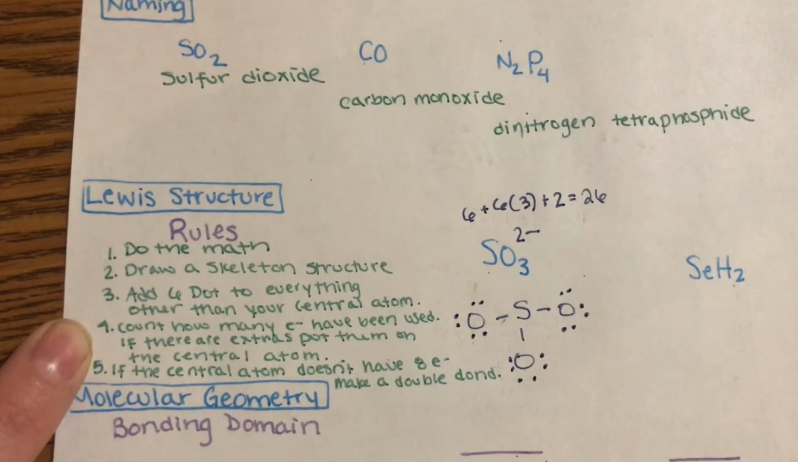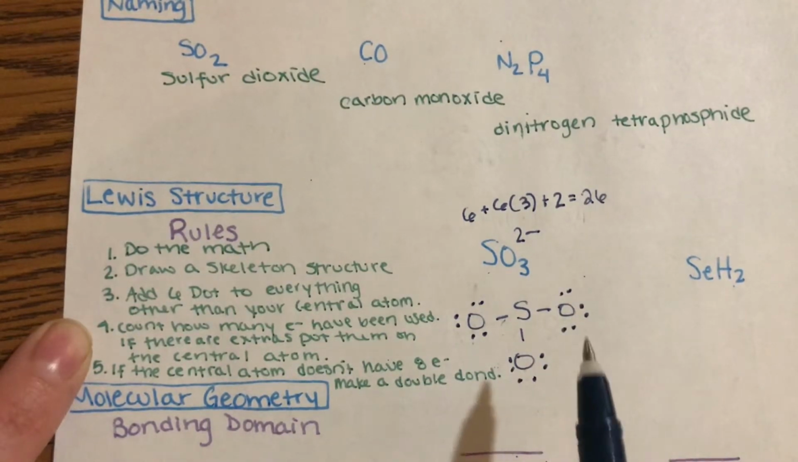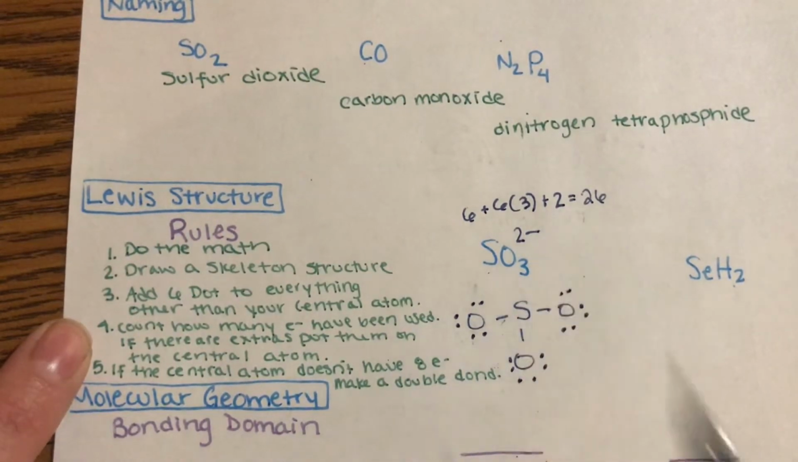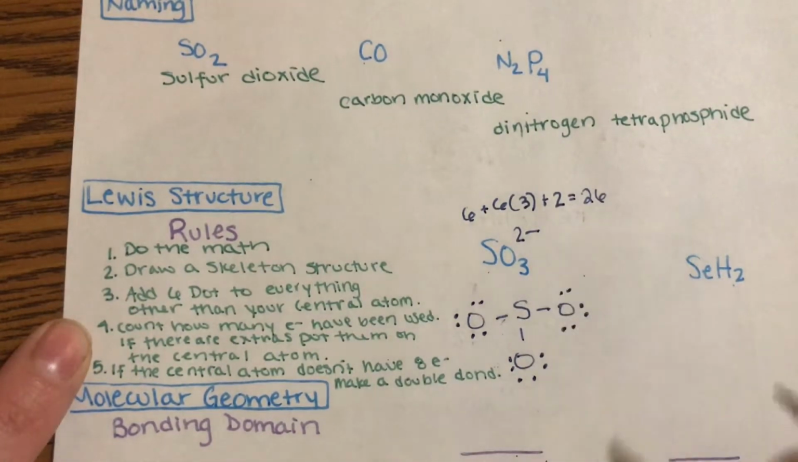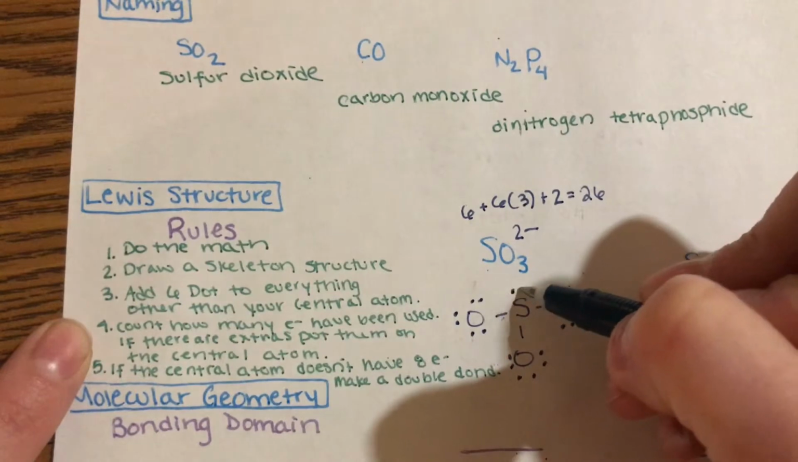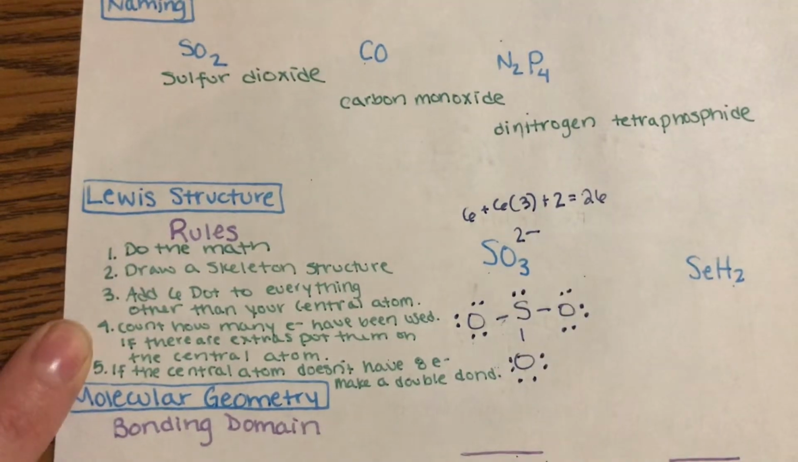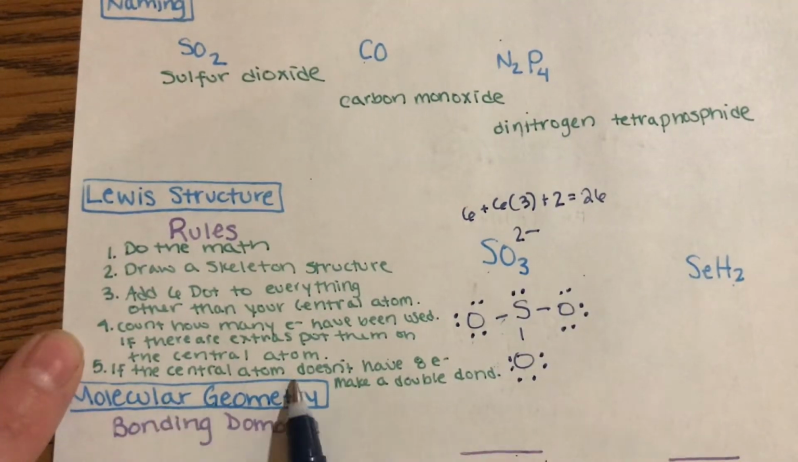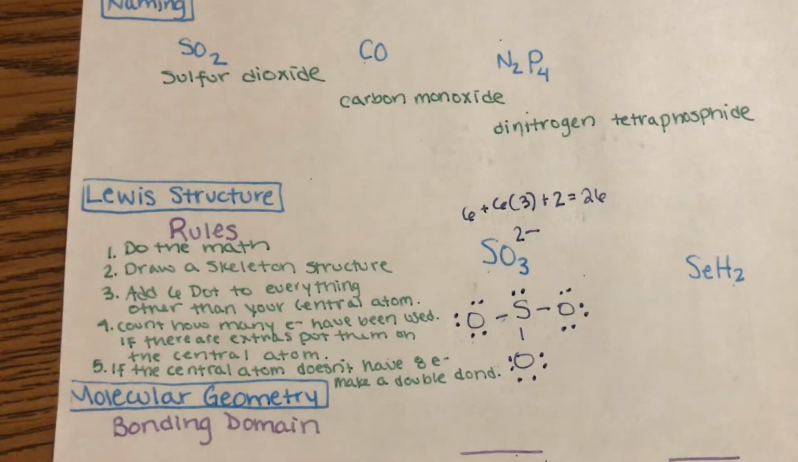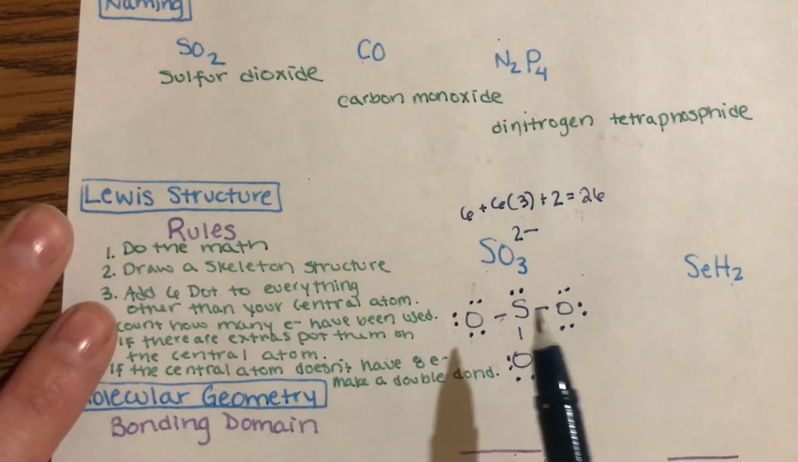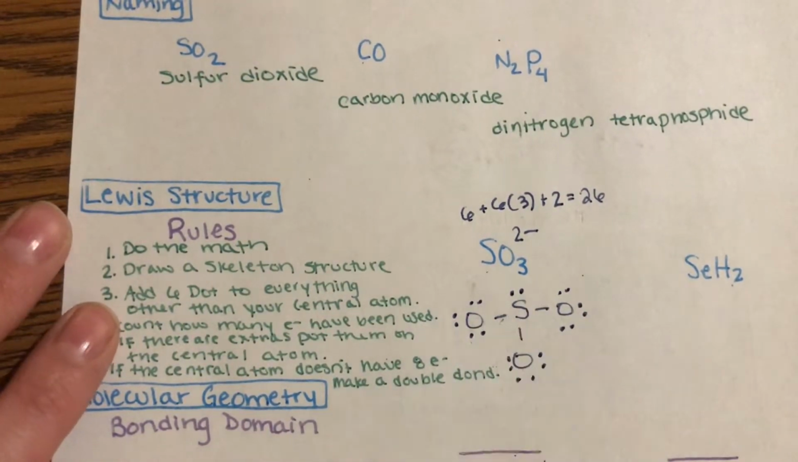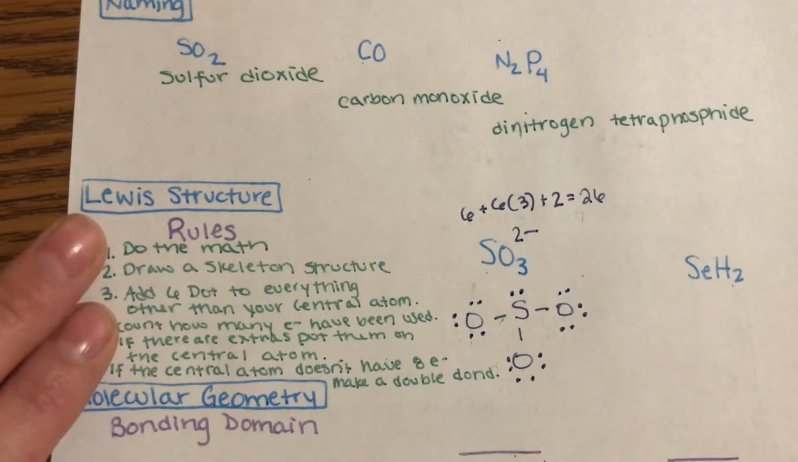So here I have 24 electrons that I've used. I have 26 that I could use. So for this, since I have an extra 2 electrons, I'm going to put those extra 2 electrons on my central atom. And then I'm going to move on to step 5. So if the central atom has 8, we are going to be done. So looking at our central atom, it has 2, 4, 6, 8. So we are done here.